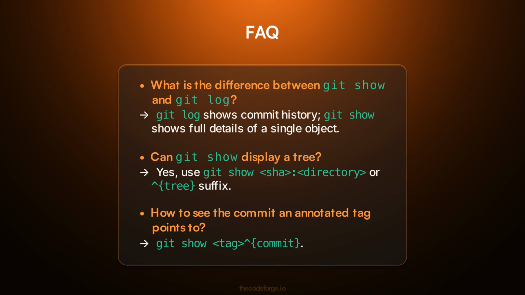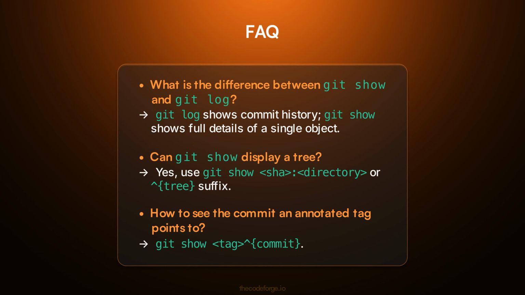What is the difference between Git Show and Git Log? Git Log shows commit history. Git Show shows full details of a single object. Can Git Show display a tree? Yes, use git show SHA:directory or the ^{tree} suffix. How to see the commit an annotated tag points to?